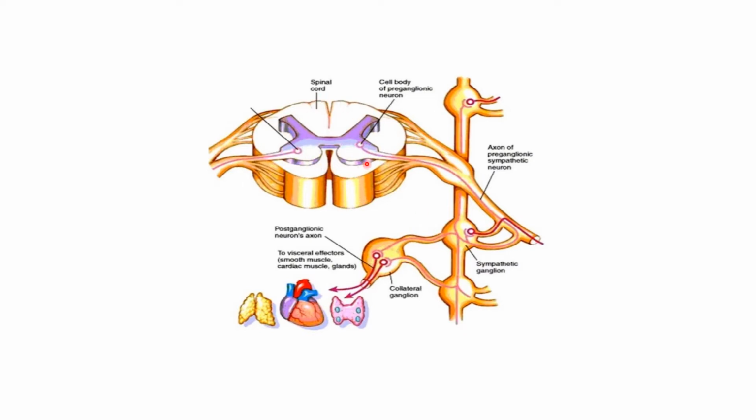This is the section of spinal cord, cell body of the preganglionic neurons. From here we have sympathetic neurons. Preganglionic sympathetic neurons terminate in the sympathetic ganglion. From there, postganglionic neurons will be supplying the effector organs, that is smooth muscle, cardiac muscle, and the heart.